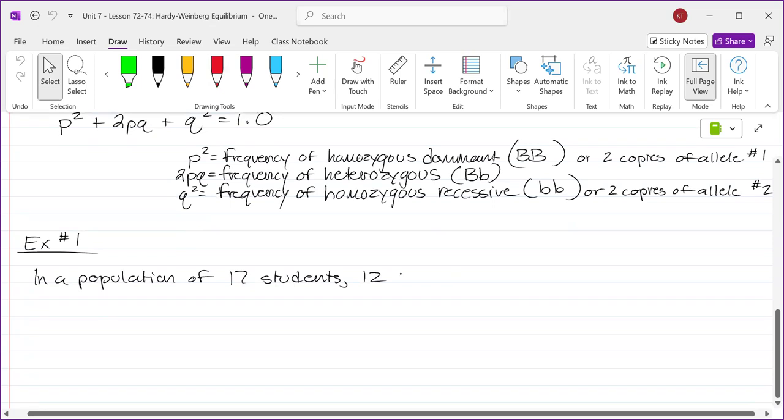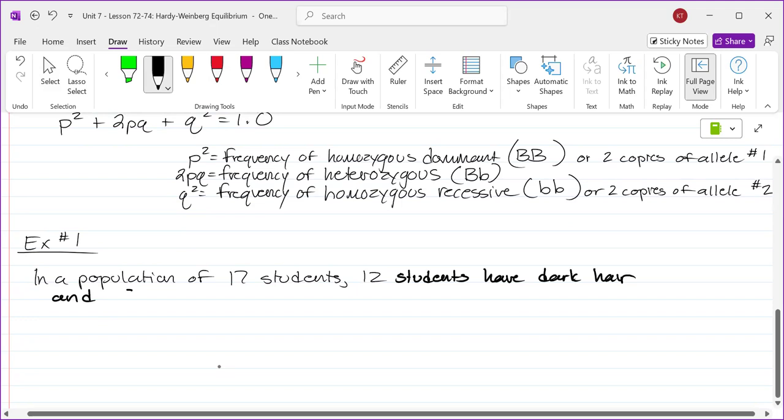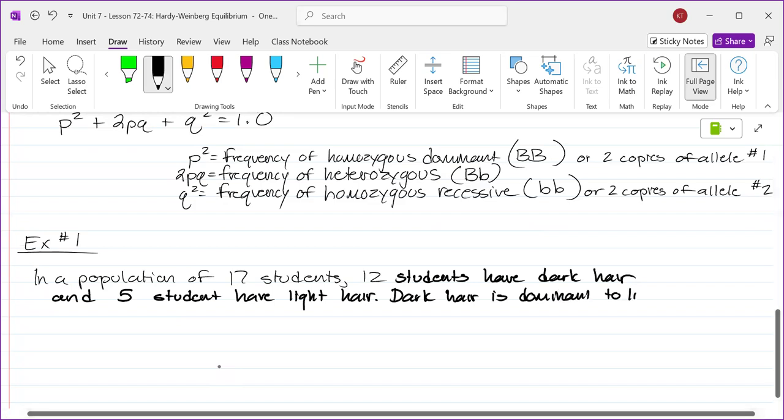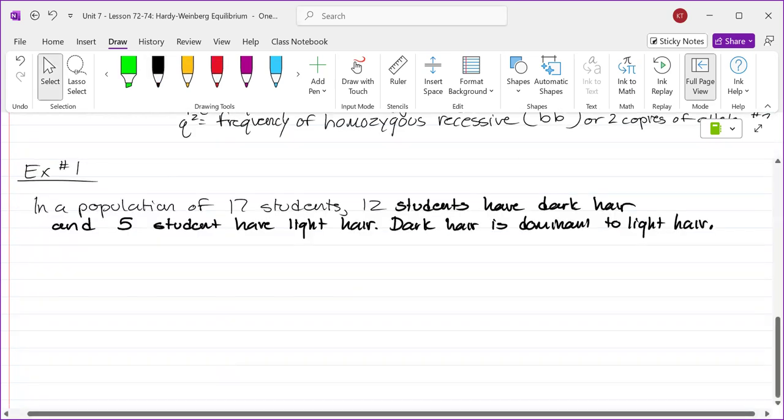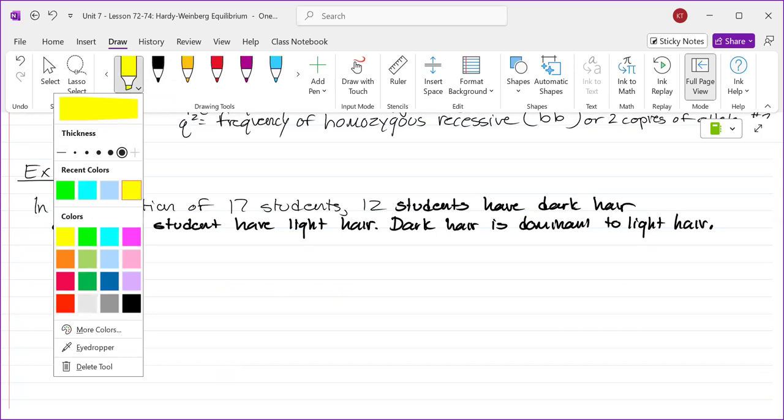In a population of 17 students, 12 students have dark hair and 5 students have light hair. Dark hair is dominant to light hair. Okay, everybody? Now, this next part comes to the critical thinking aspect of it.